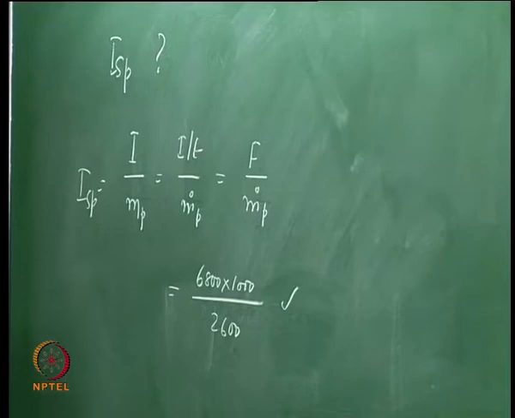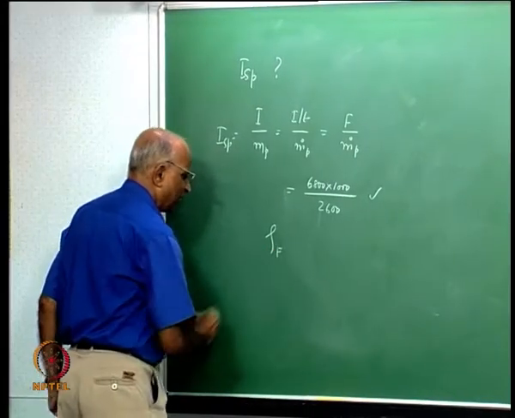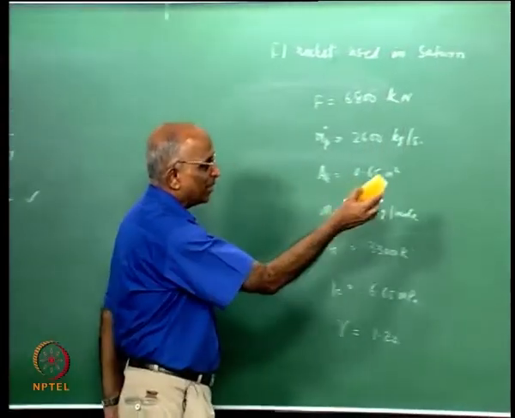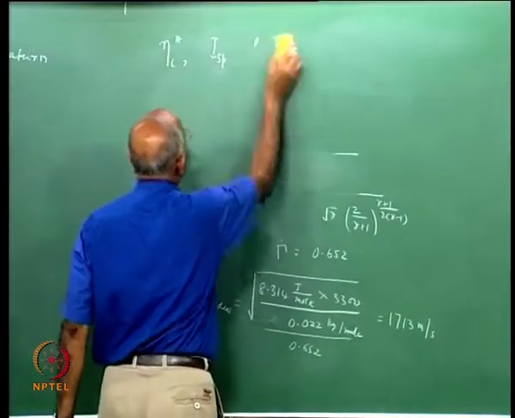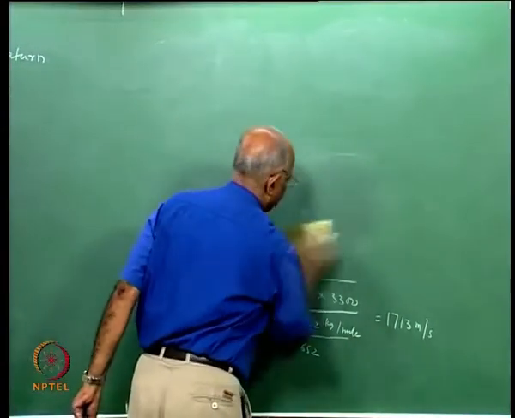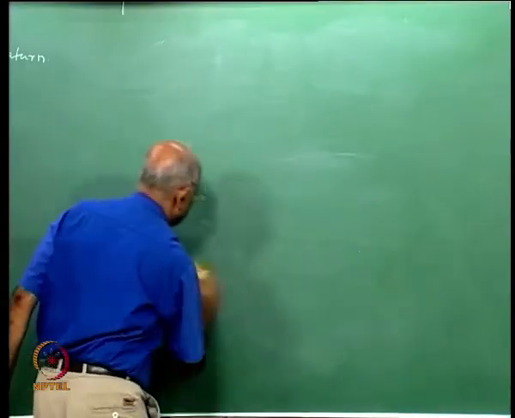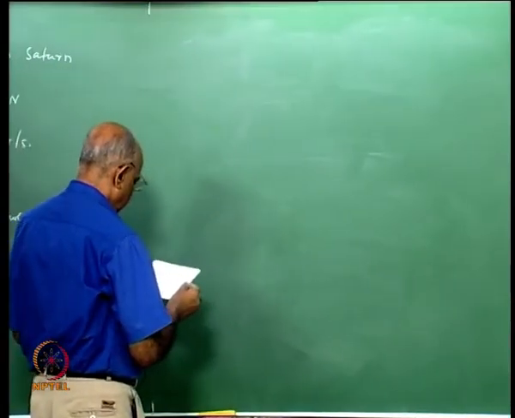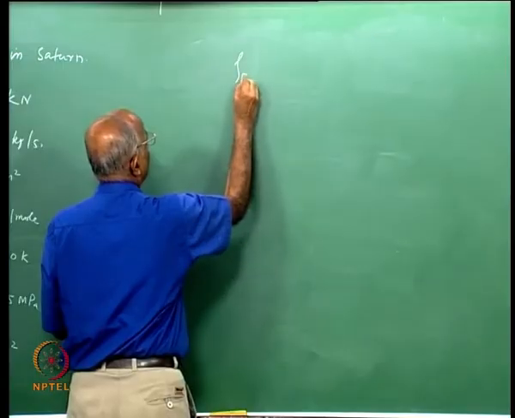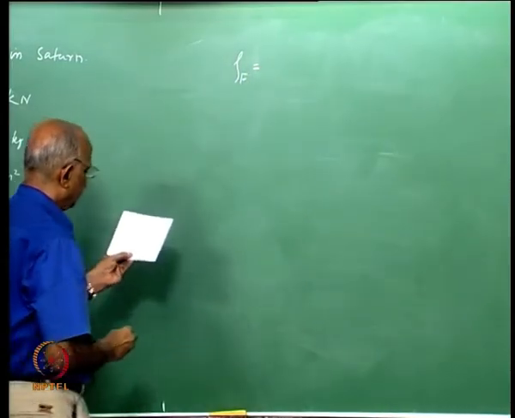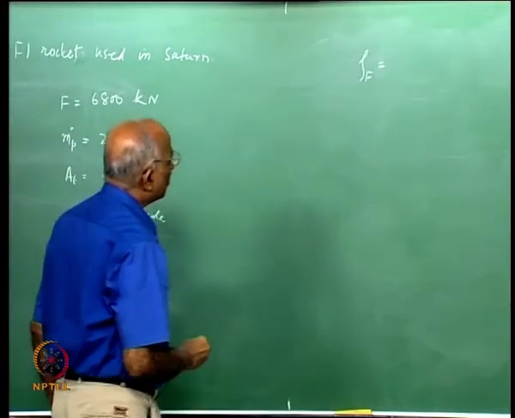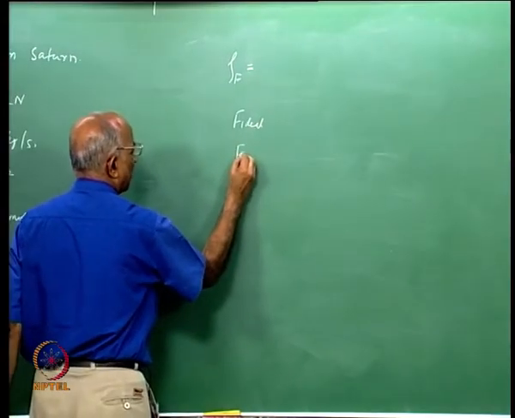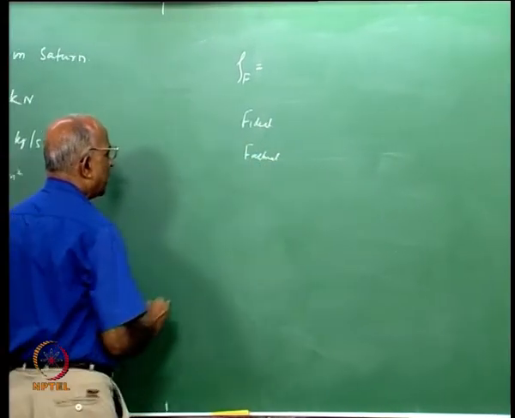Now I want to get the value of the thrust correction coefficient zeta f. For this I need to do a little more calculation. Let me erase this part of the board. I get zeta f equal to, I have to somehow relate the ideal force to the actual. How do I get the ideal value?